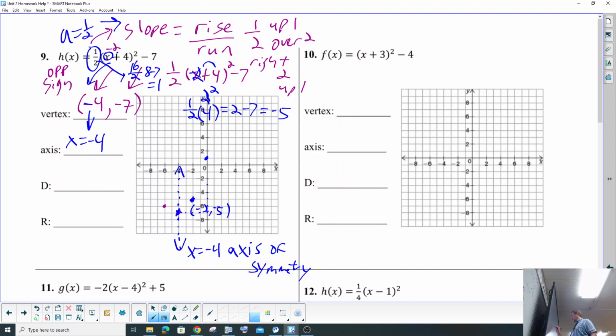And since it's symmetric, we went 1, 2, 3, 4 over, up 1, 2, 3, 4, 5, 6, 7, 8. So we're going to go from the origin. Let's do green origin. From the origin, negative 4, negative 7. We're going to go 1, 2, 3, 4, then 1, 2, 3, 4, 5, 6, 7, 8.